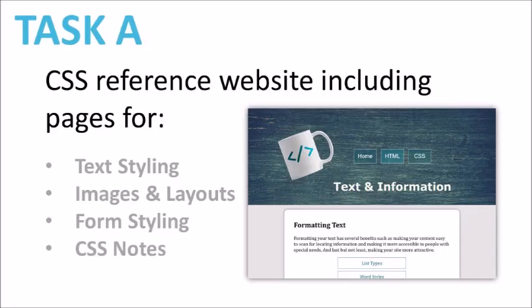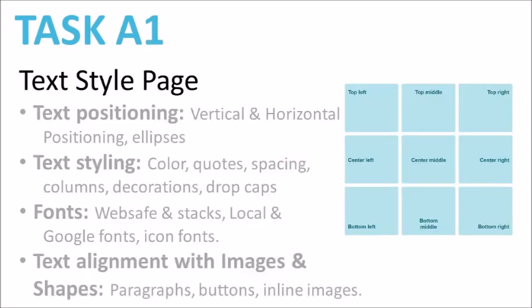First of all, for our reference website, we want to include pages for text styling, images and layouts, form styling, and CSS notes. Okay, for your text style page, you want to have a look at text positioning, vertical, horizontal positioning, and ellipsis. Text styling, so looking at color, quotes, spacing, columns, decorations, drop caps, etc. Fonts, you want to understand WebSafe and Stacks, local and Google fonts, icon fonts, and text alignment with images and shapes, so paragraphs, buttons, inline images.